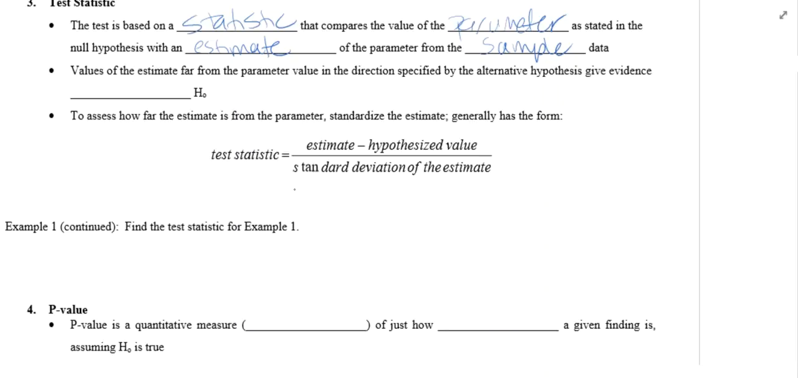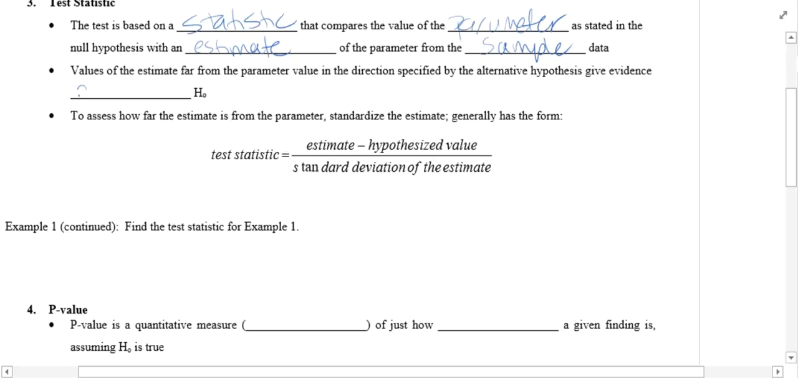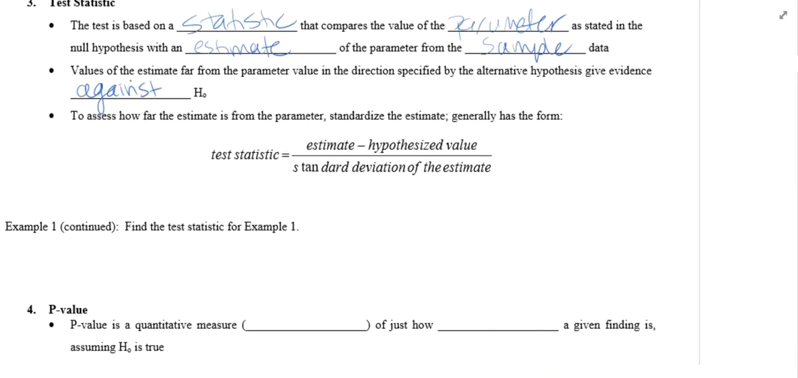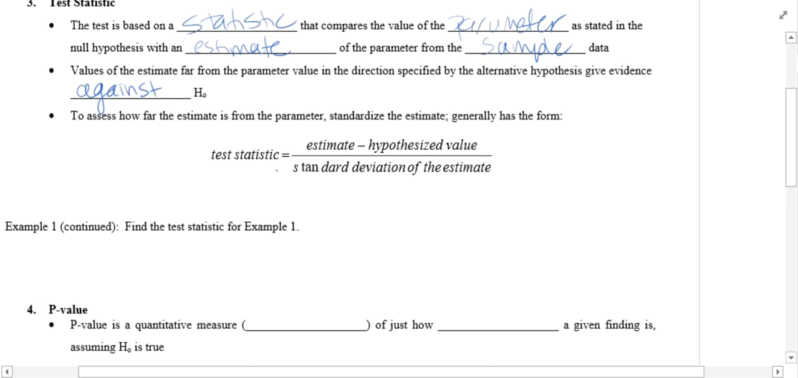Values of the estimate far away from the parameter value in the direction specified by the alternative hypothesis give evidence against the null. Again, we're trying to find evidence against the null. To assess how far the estimate is from the parameter, we're going to standardize the estimate, and generally in this form: the test statistic is a z, our estimate minus the hypothesized value, divided by the standard deviation.